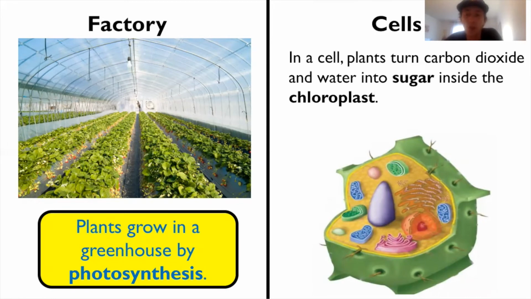Animal cells do not have chloroplasts. If we had chloroplasts, you could go lie out in the sun and make your own sugar inside your body. But we don't have this, so we can't do that. That's why we have to eat food to get our energy.